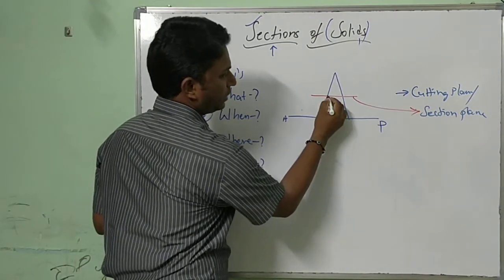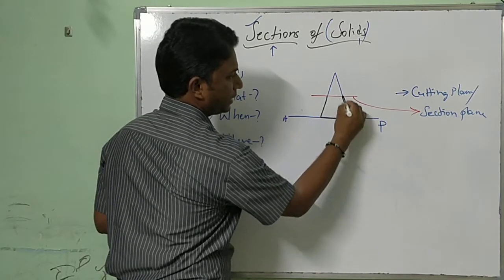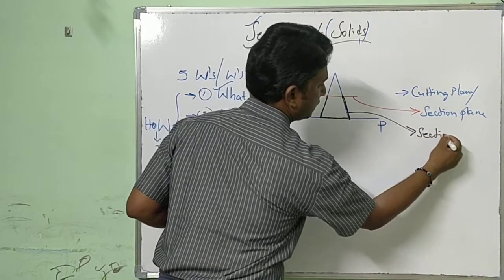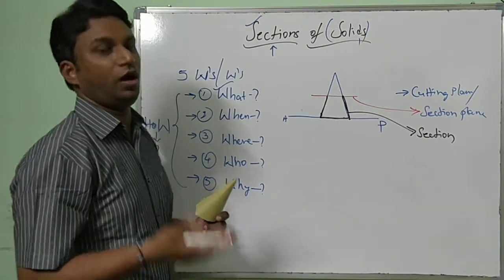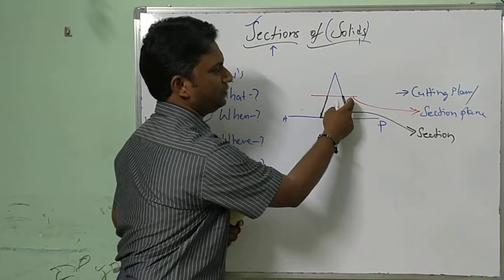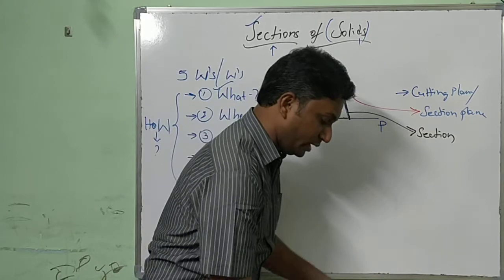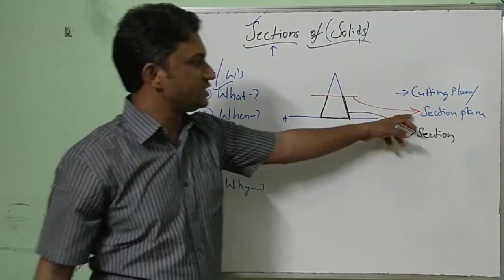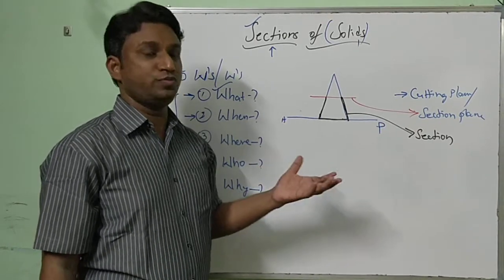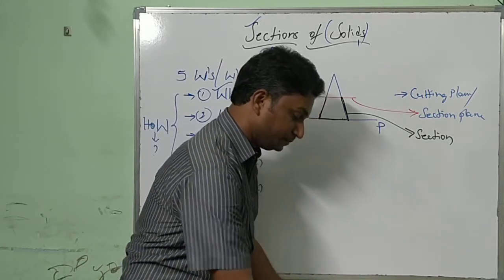See, here I have cut, and I'm using one more color for the bottom part. Its other name is section. After dividing, there may be two parts. Remove the top portion with the help of the section plane, and the remaining portion is called the section. The surface which is produced by cutting the object with the help of the section plane is called the section.